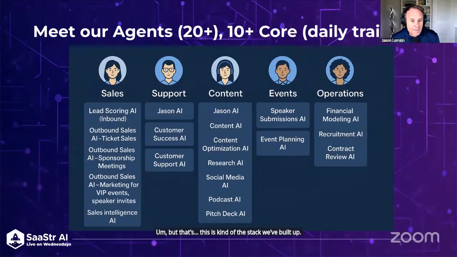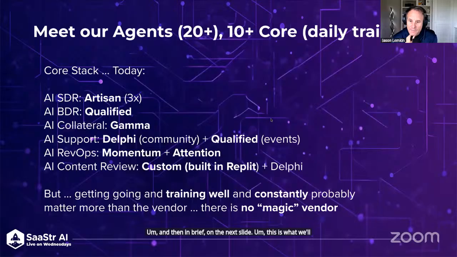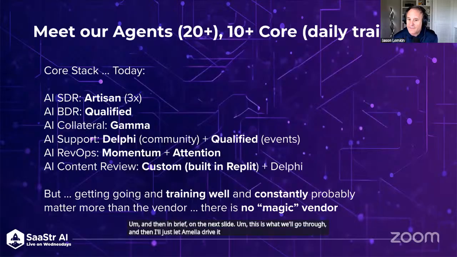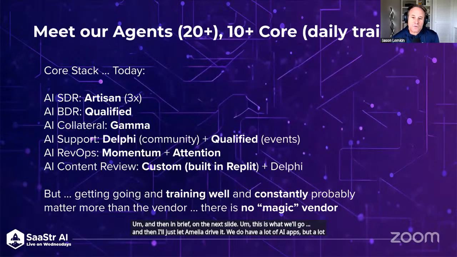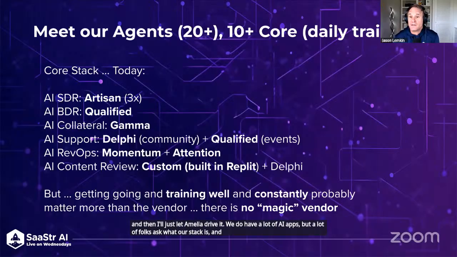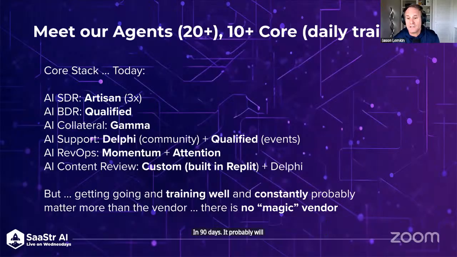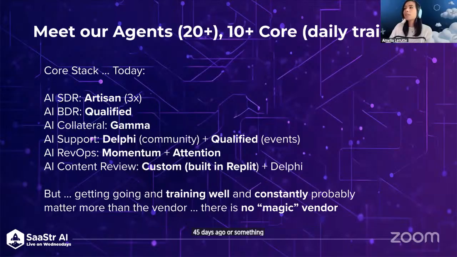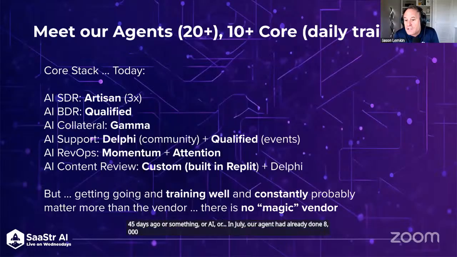And then in brief on the next slide, this is what we'll go through, and then I'll let Amelia drive it. We do have a lot of AI apps, and a lot of folks ask what our stack is, and this may be different in 90 days. It probably will be, because Amelia did a version of this 45 days ago or something. In July, our agent had already done 8,000 customer interactions. The stack's already somewhat different, and it may be different later, but we'll go through it.